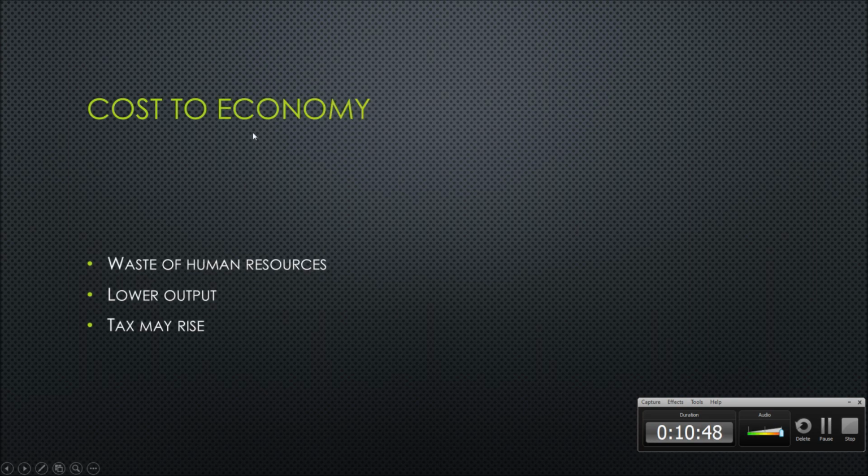So the final one of the 6.2 is cost to economy, and unemployment is a waste of human resources, and less goods and services are produced, and this could link to lower output in the economy, which is GDP, gross domestic product, which will link to 6.3 in my next video, which I'll still have to make sometime later. And the last point is tax may rise to pay to increase welfare benefits.